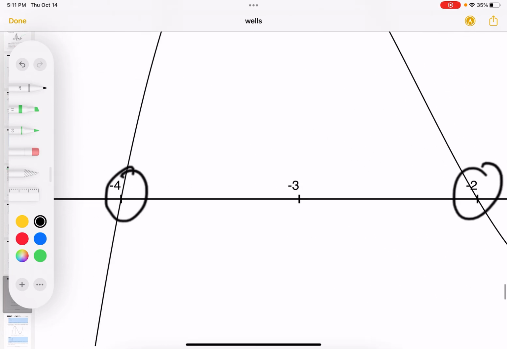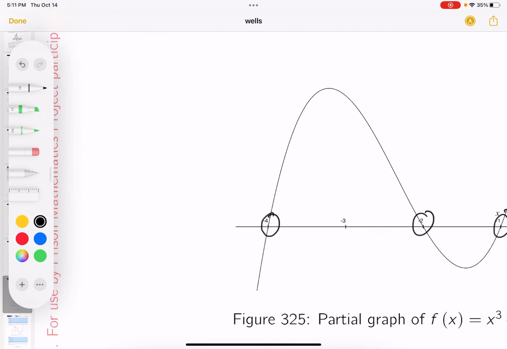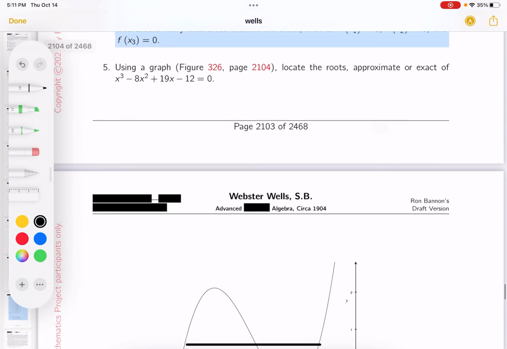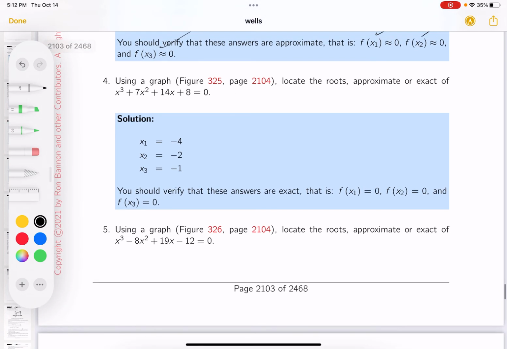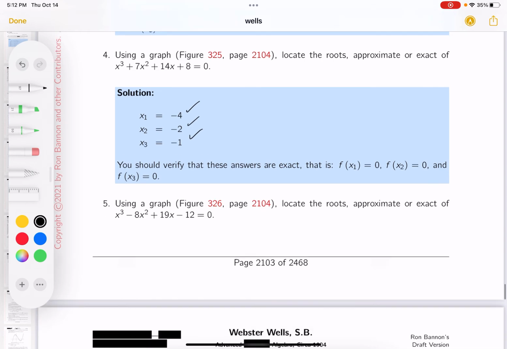Is it really -2? Is it really -4? I don't know that. I have to verify that. So what I did was I wrote it down. I wrote these over here. Again, let me point out what I mean by that.